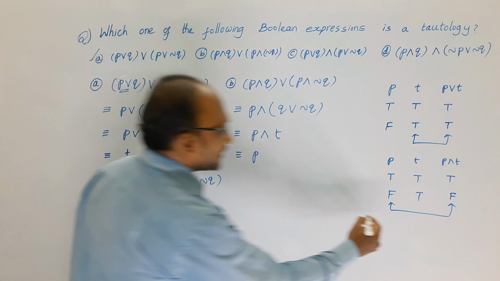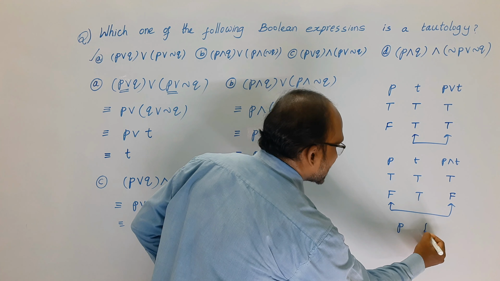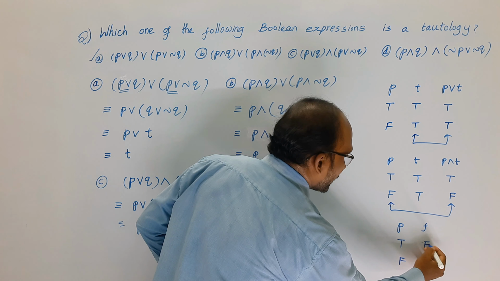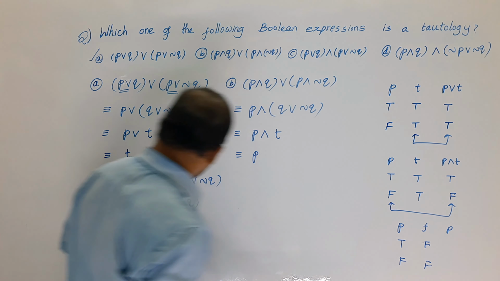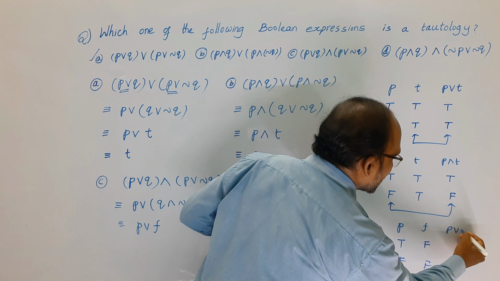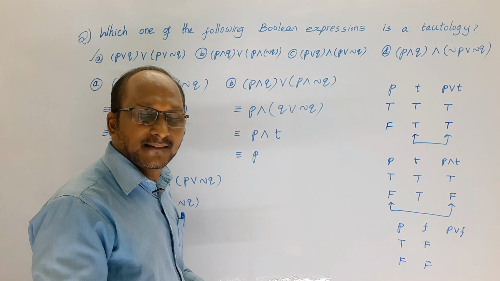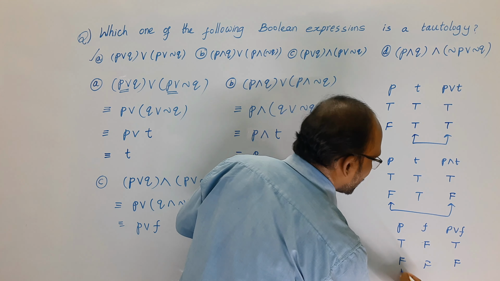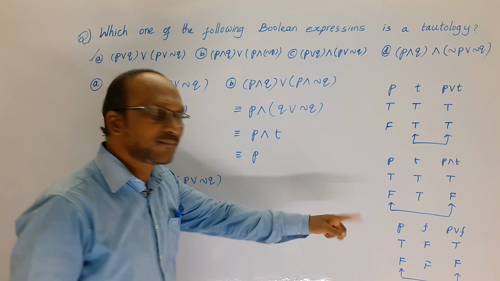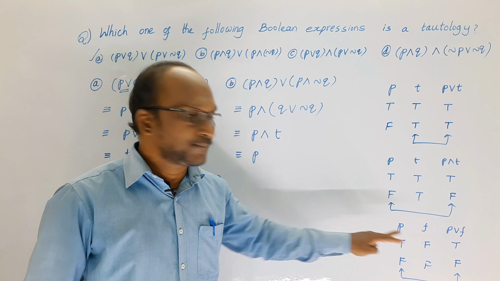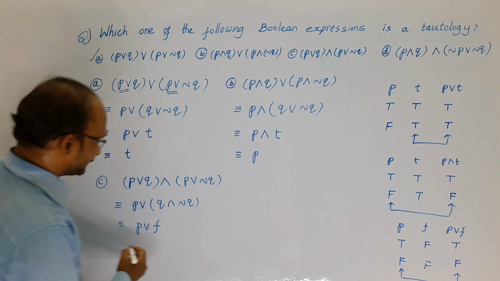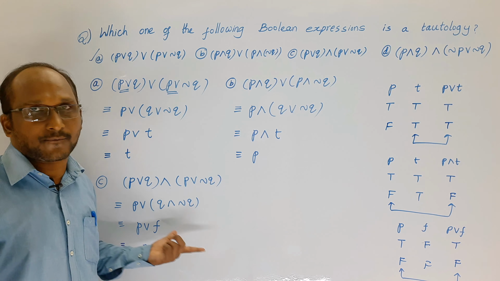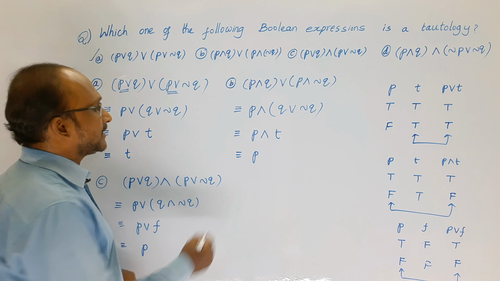So here also let us see P or F. Statement P, statement F. P is either true or false, but F is a statement which is always false. Now we are finding P or F. The condition for disjunction: when both are false, the disjunction is false. That's why it is false in this case, and in this case it is true. Now observe these two, they have the same truth values. That's why P or F is equivalent to P. Here also this statement is either true or false. That's why it can't be a tautology. Next, option D.